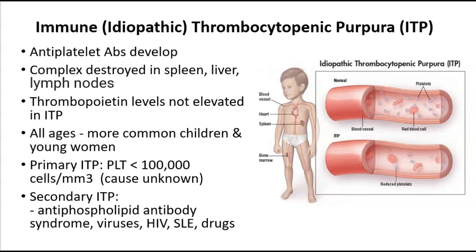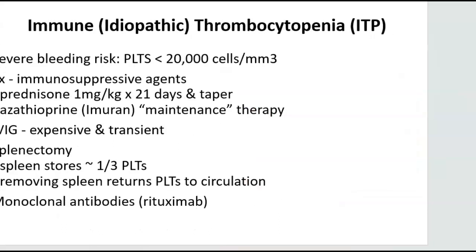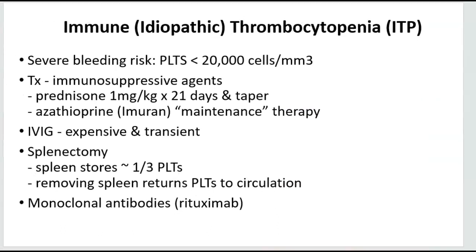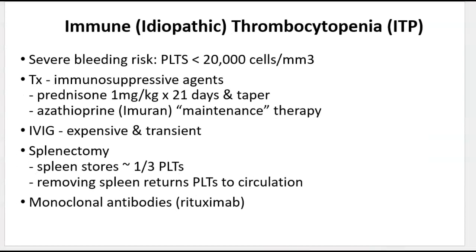But let's talk about the meat and potatoes here, right? It's how do we treat it? What's going on here? So these guys are potential bleeders, right? And we already talked about what that means if our platelets fall. So platelets under 20, then we need to usually replace those platelets. Treatment, we start with immunosuppressive agents. So prednisone would be the first line. They might try some IVIG. And if that doesn't work, one of the things we do would be splenectomy.